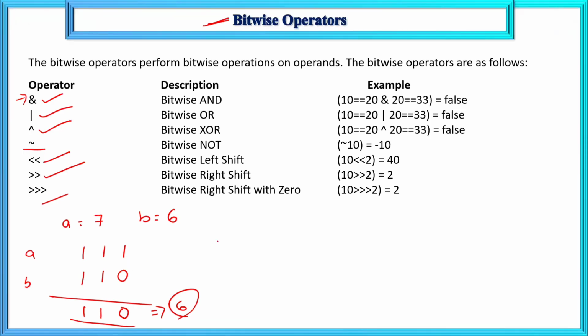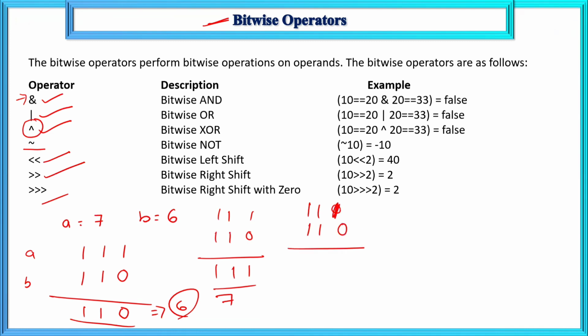Similarly, what is the OR operation? 1, 1, 1. That is 7. What is meant by XOR? XOR in the sense, if the two bits are the same, the result is 0. If two bits are different, the result is 1.